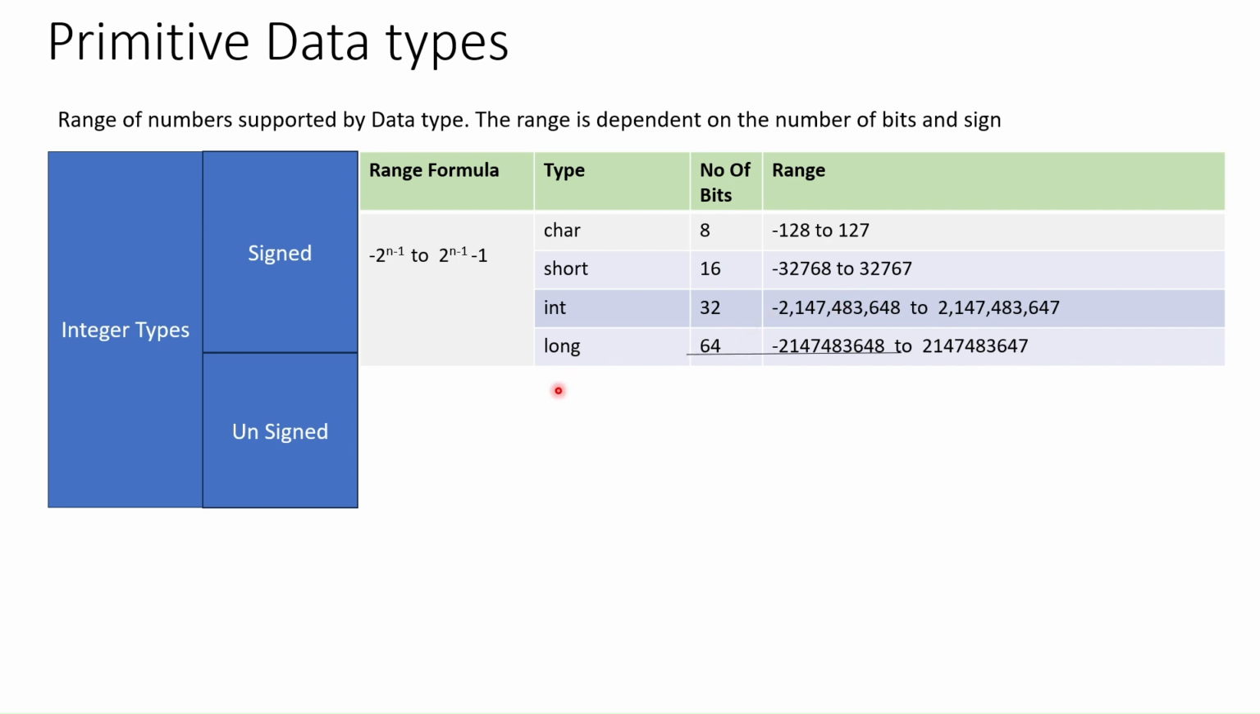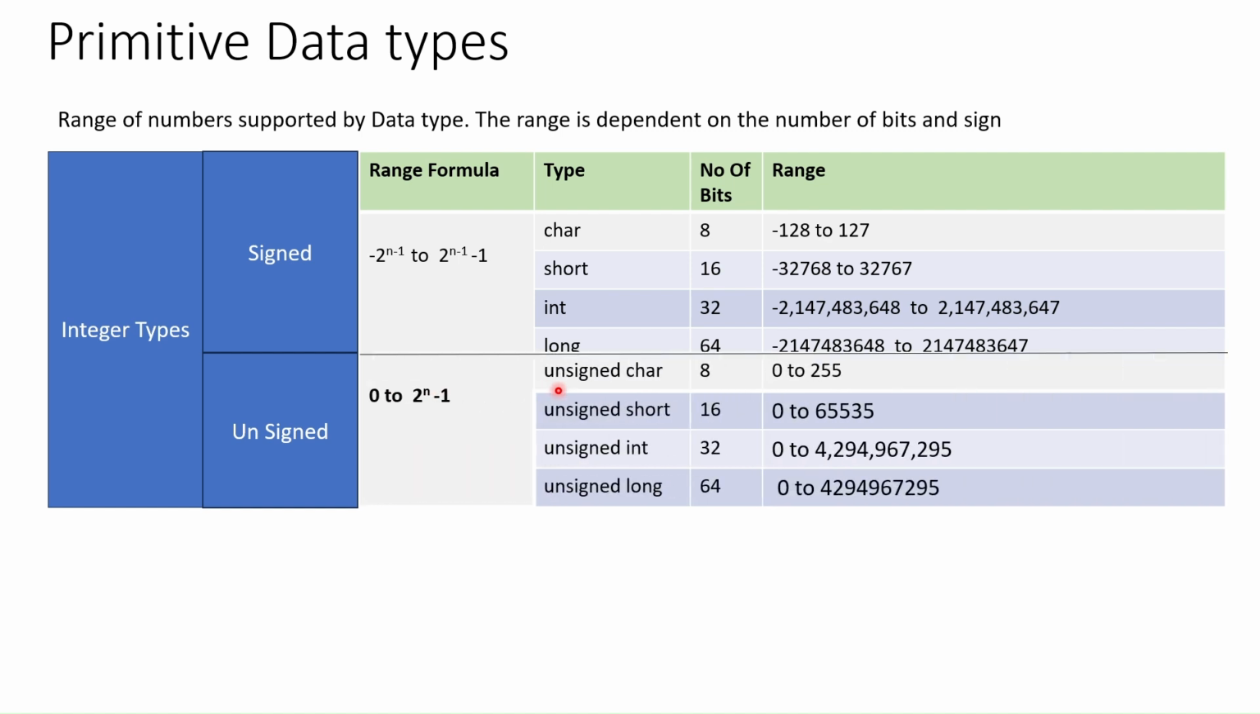Now if you go to unsigned, the formula is 0 to 2 power of n minus 1, so you don't have negative numbers. Unsigned character supports 0 to 255. It is the same as char, but without the negative portion. Same for unsigned short, int, everything. It is the same as the signed one, but with no negative portion. This is the range it supports.